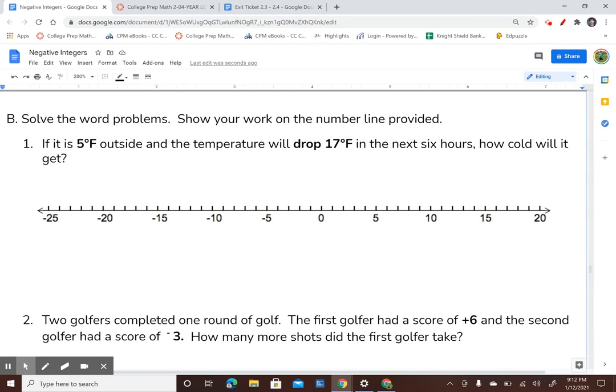And then once you get past page 13, you're going to move on to part B on page 14. And this is where the real world problems come into play. So we'll do one of these problems together. It says it is 5 degrees outside and the temperature will drop 17 degrees. So when we see the word drop, are we going to be increasing the temperature or going in the negative direction, subtracting? So I'm going to start here at 5.